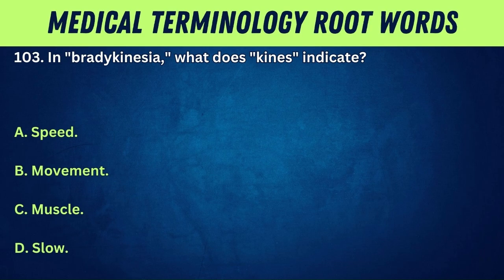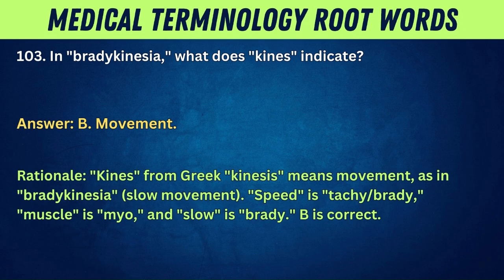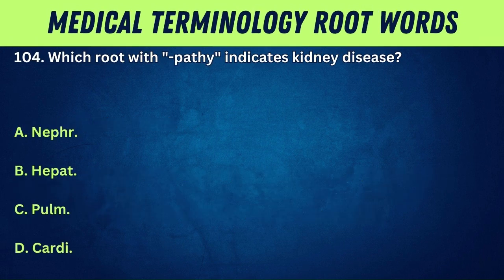103. In bradykinesia, what does kines indicate? A. Speed. B. Movement. C. Muscle. D. Slow. Answer: B. Movement. Rationale: kines, from Greek kinesis, means movement, as in bradykinesia, slow movement. Speed is tachy/brady, muscle is myo, and slow is brady. B is correct.